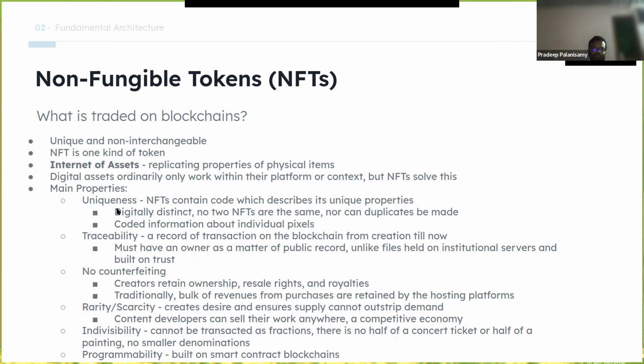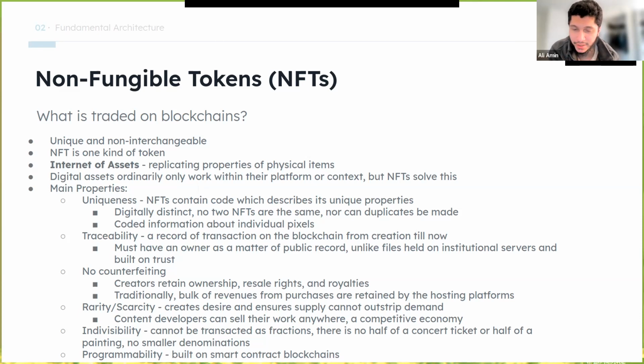So the main properties are uniqueness, traceability, that it can't be counterfeited, rarity and scarcity, indivisibility, and programmability. So uniqueness: each NFT has code which describes its unique properties. Each one is digitally distinct, no two are the same, and you can't copy them because each one has its own digital signatures which are unique. And it has coded information about each individual pixel, which is basically metadata.